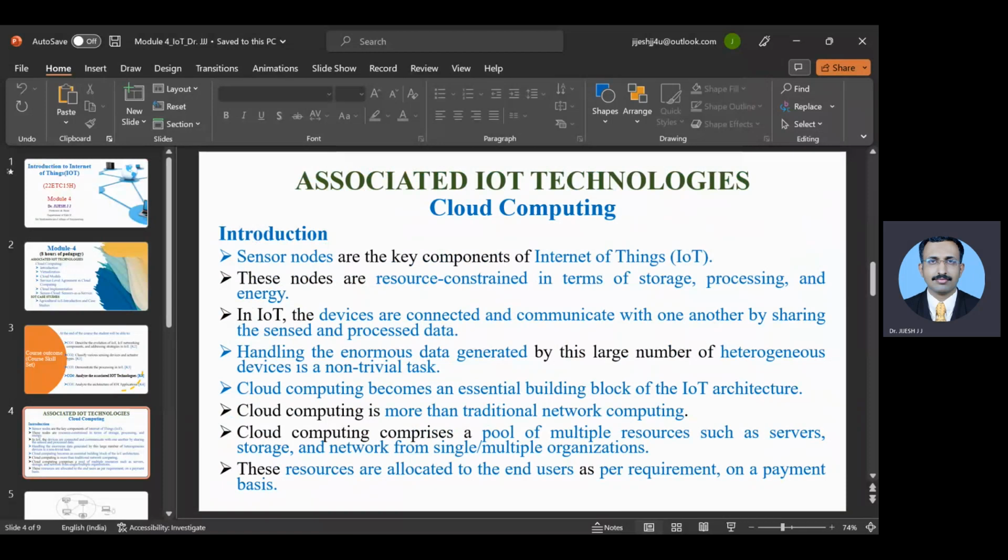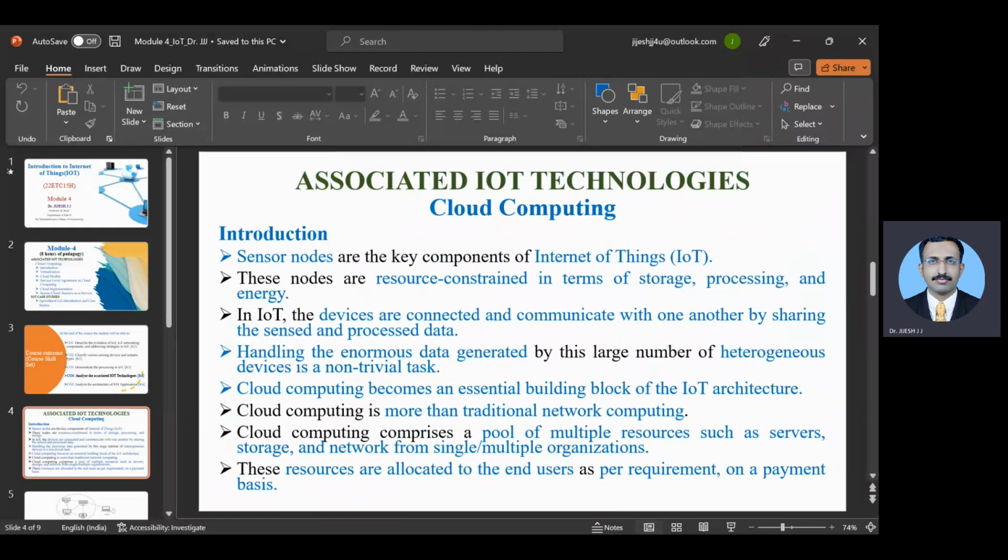Then what else do you do in that? You also make sure that the enormous data generated by the sensors, actuators and all these things has to be maintained properly. You have to make sure that the data flow and the information flow take place properly. For that, you use the cloud computing model. So cloud computing becomes an essential building block for the entire system to function properly.